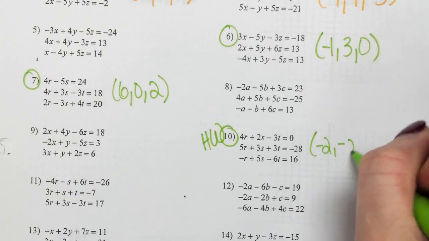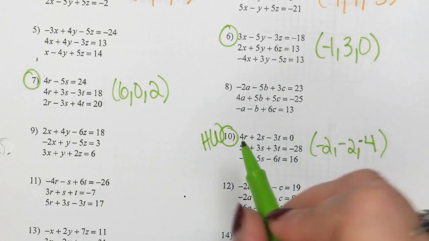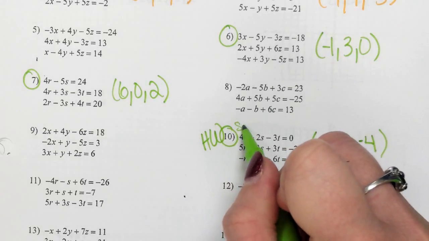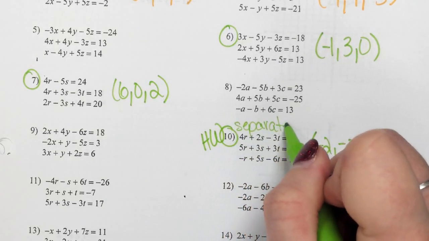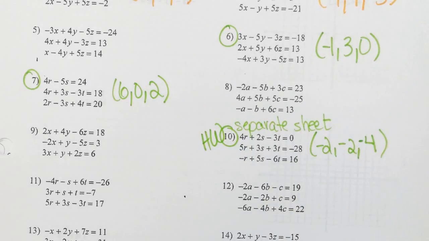All right, number 10 is our very first homework grade of the quarter, okay? So we are going to turn it in. So make sure you do number 10 on a separate sheet, okay? And I've given you the answer for your homework and everything. I just want you to make sure you know how to work it, because this is going to be our very first big assessment on Friday of the quarter, okay? So I want everybody to make sure they're good to go for that.